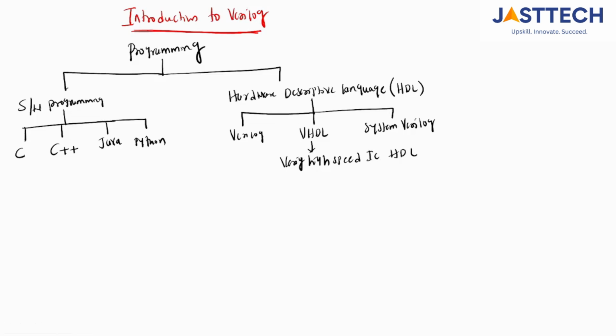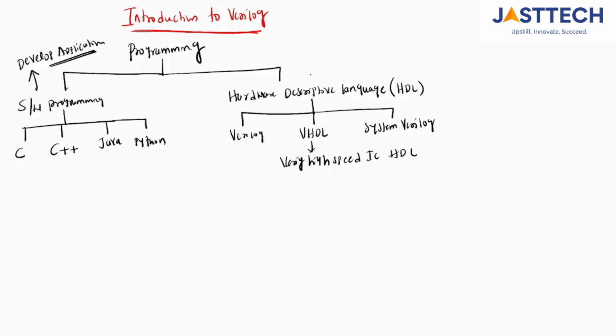What is the difference between software languages and hardware descriptive languages? With software languages, we can only develop applications. They can develop an application and give it to some bank-related application, or airplane ticketing, or stock market software. They will develop the software and give it to the required client.